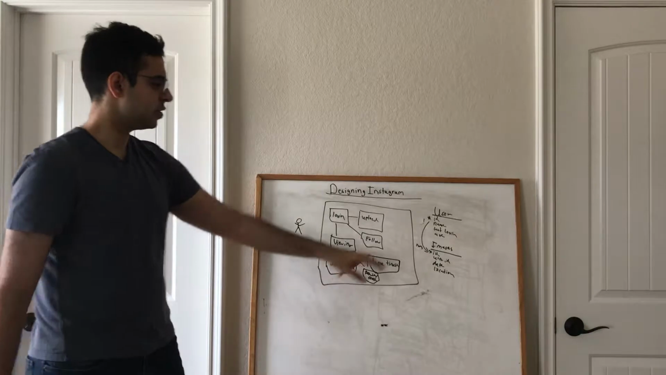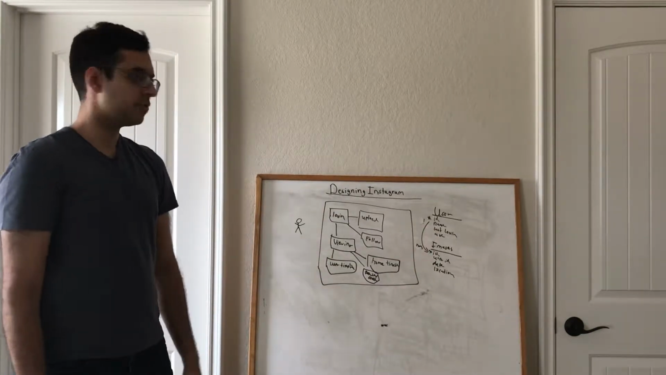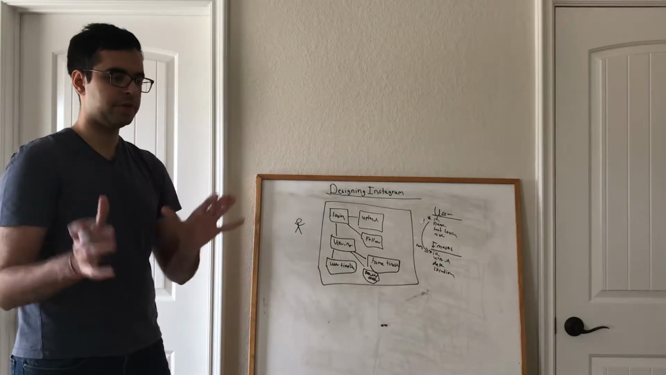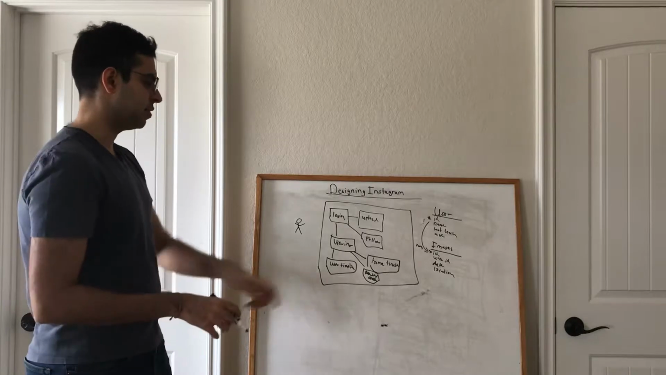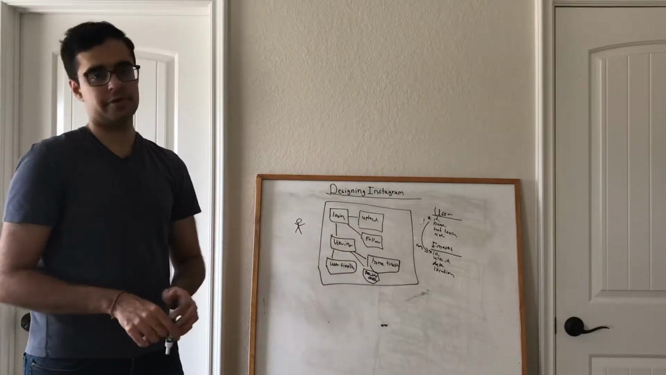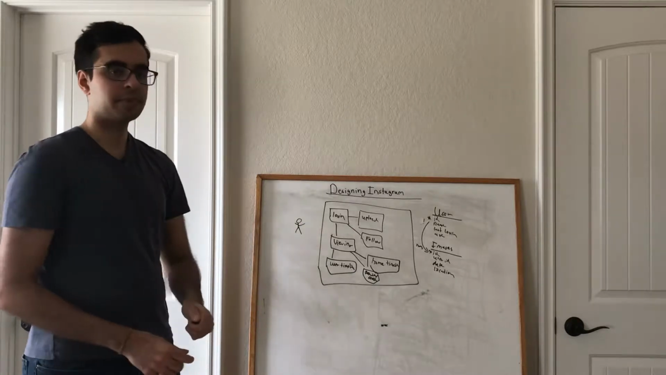So now we've represented users in our system, we've represented images in our system. Let's think about how we can represent the relationship between multiple users. So in Instagram, a user has the ability to follow other users. So we have to somehow represent this relationship in our system.